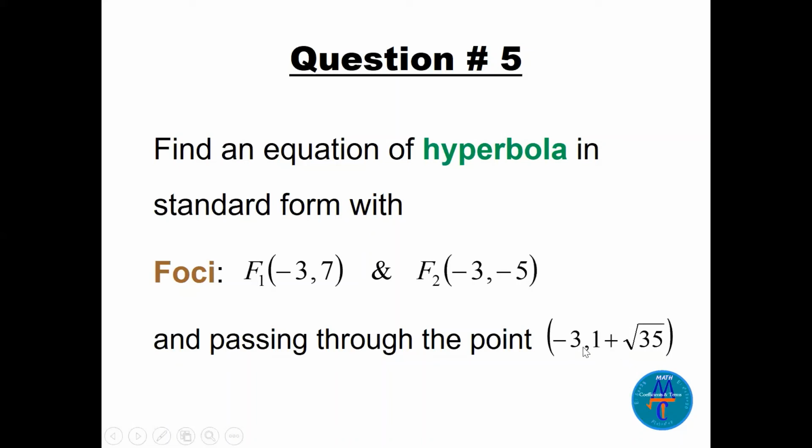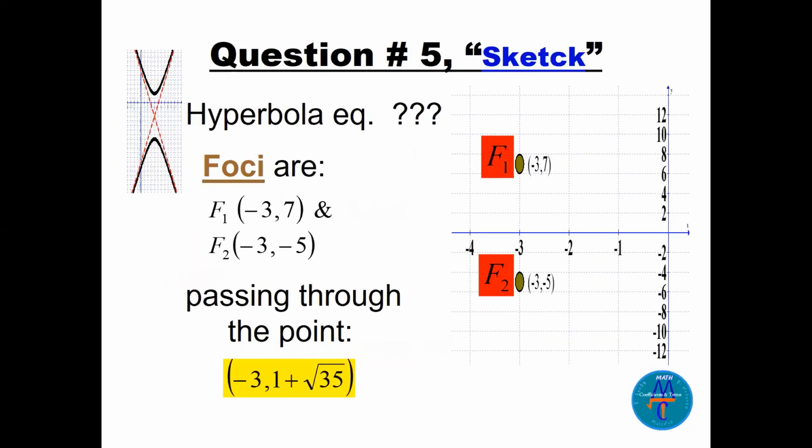That's the difference. And also, the point here is a more difficult point. Minus 3, this is the x value. 1 plus square root of 35, this is the y value. So what do you think the advice here, the big advice for question number 5? The big advice, you have to decide which type of hyperbola this one is. So sketch it. I will show you how to do it.